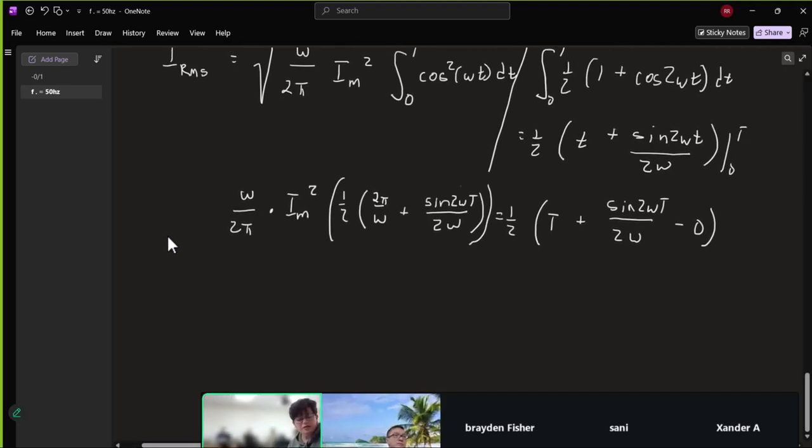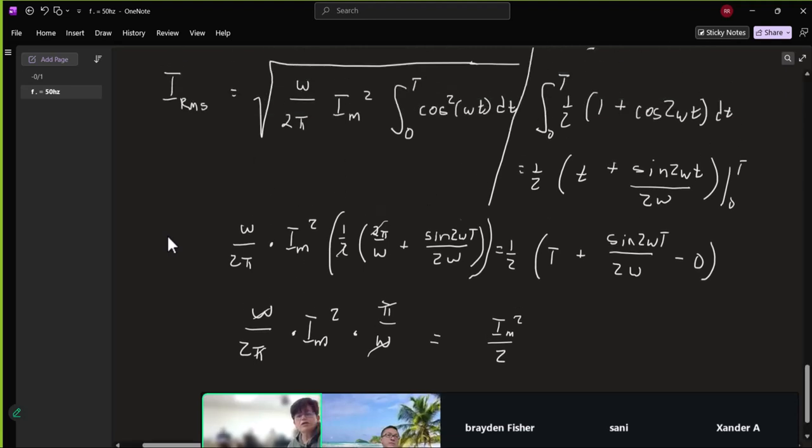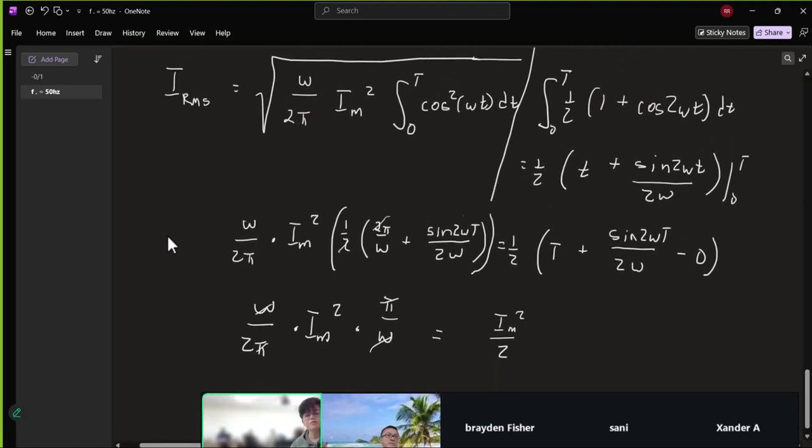So this becomes omega over 2 pi times Im squared times, these 2's will cancel, and I have pi over omega plus 0. Oh, it does work out. And then my pi's cancel, and my omegas cancel, and I get Im squared over 2. But if we recall, all that was supposed to be under a square root.